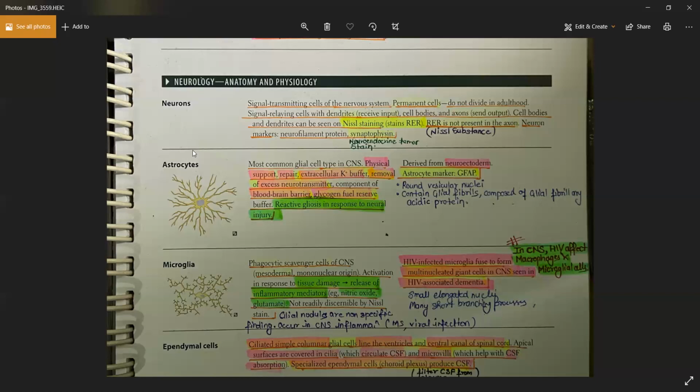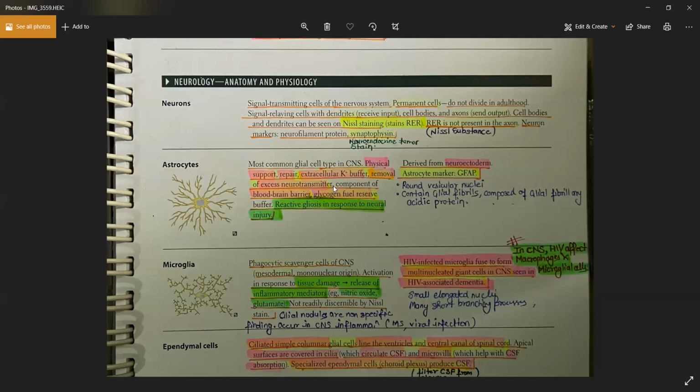Then you have the astrocytes, and these cells are basically the most common type of glial cells in the CNS. They basically support the CNS structures. Whenever any damage to the CNS happens, like in case of infarction or any other damage, these cells will proliferate and repair that damage. They will also act as a buffer for the extracellular potassium. They will store the potassium, right? They also cause the removal of the excessive neurotransmitter. Whenever neurotransmitter is present in the synapse, they will remove it and store it.